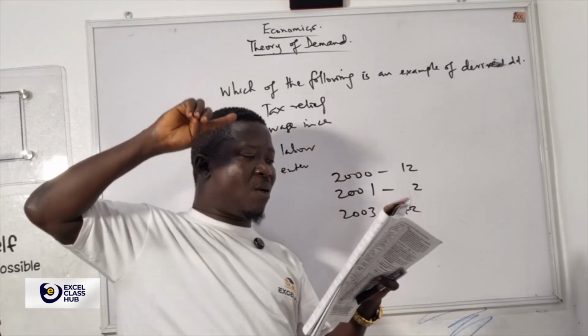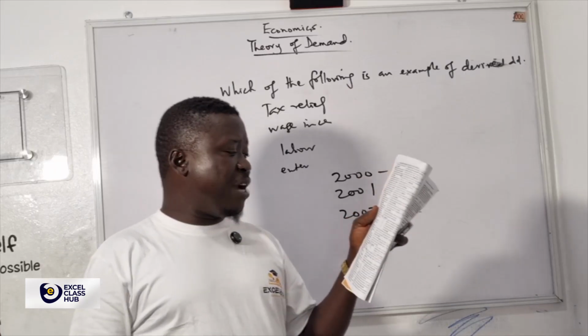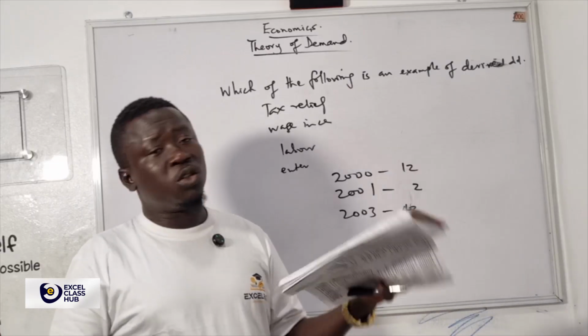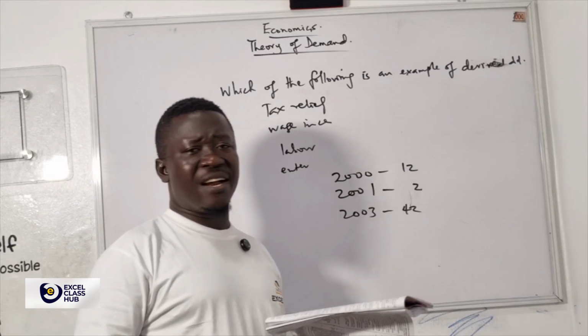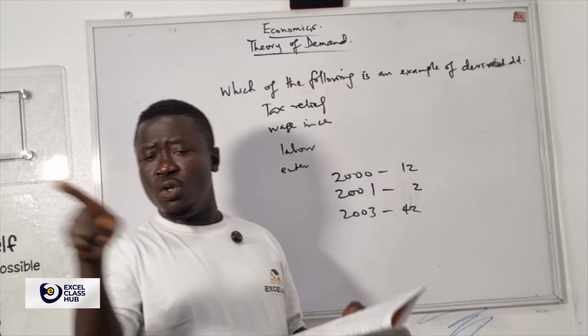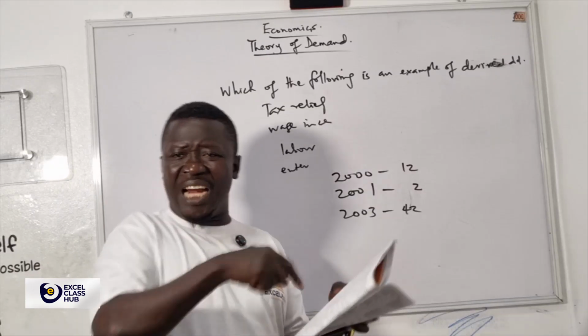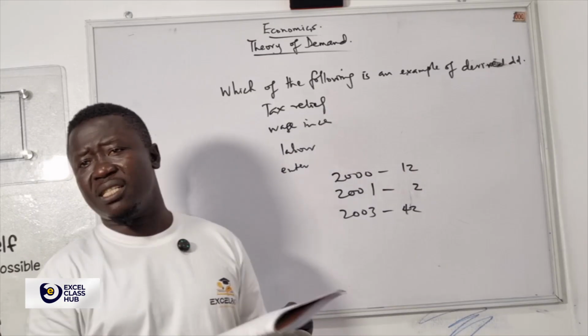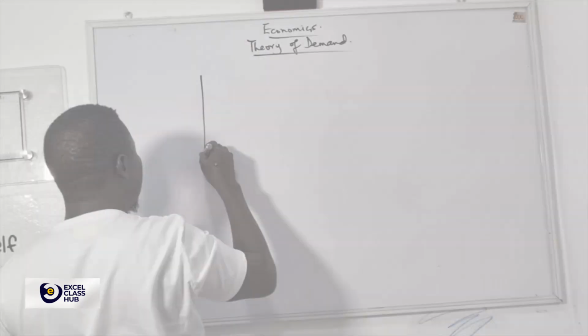Another question is, the demand for labor is an example of what? Look at this question now. It is similar to 2000 question 12. It's also derived demand. Can you see that? JAMB will not ask you a direct question. They will apply those questions to what you do on a daily basis and what you have read in your past questions. Are you following me? Let's continue.